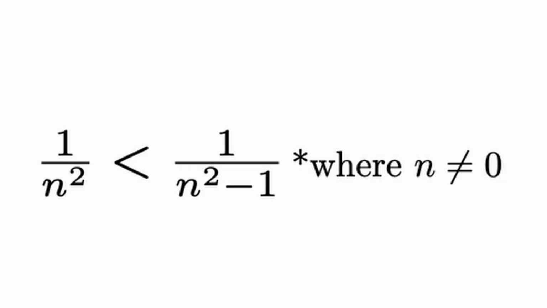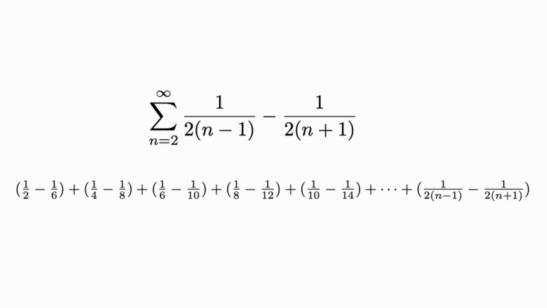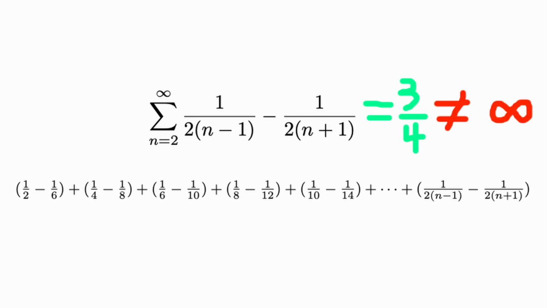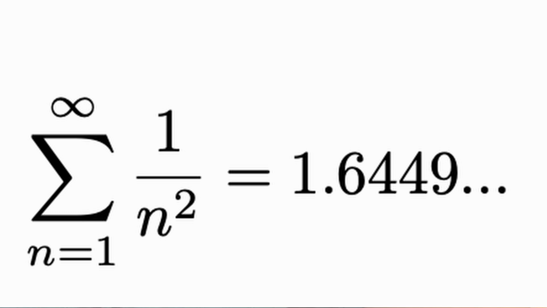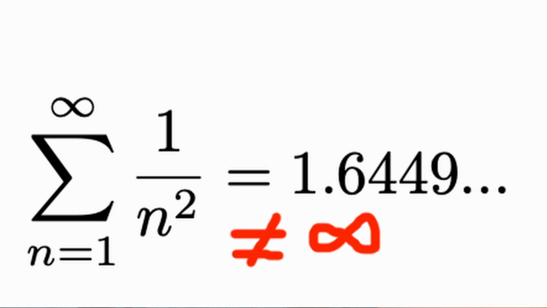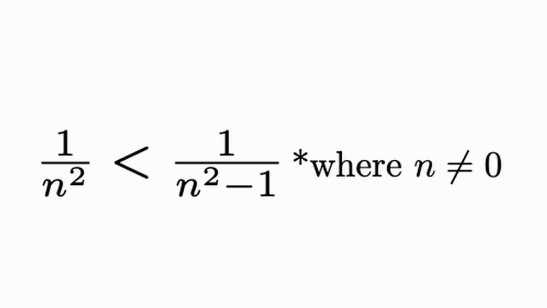Wait, why again? Remember how 1 over n squared is always less than 1 over n squared minus 1? Well, since we showed that the infinite sum of 1 over n squared minus 1 converges to a rational number, that is, to say that it doesn't blow up to infinity, the series of 1 over n squared also won't blow up to infinity because it's always smaller than 1 over n squared minus 1.